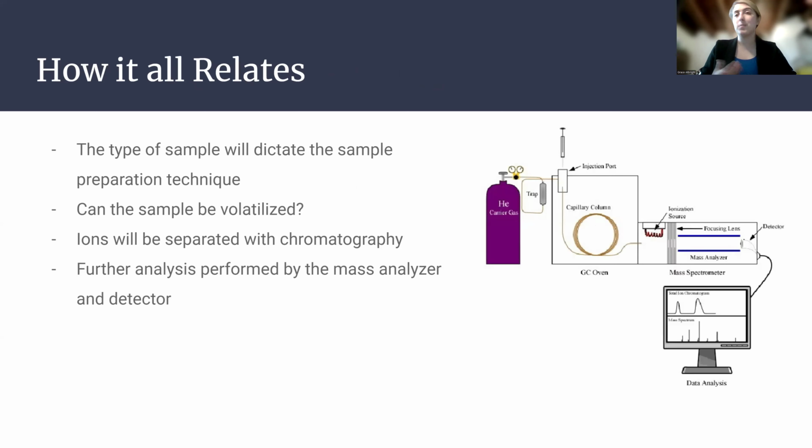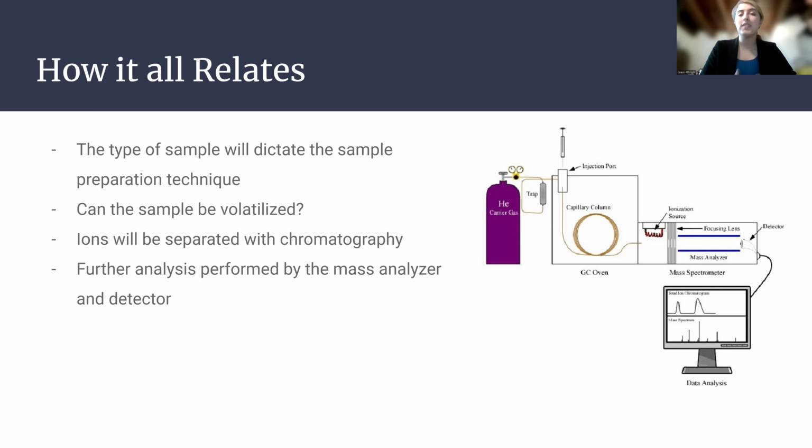Now, to summarize everything that we just talked about and how it all relates to each other, the type of sample that you encounter is going to dictate the type of sample preparation technique. It's going to determine whether or not you need to use an extra extraction technique or what type of component it needs to be dissolved in in order to prep it prior to running it through chromatography. One of the questions that can help with that is asking, can the sample be volatilized? Because if it can't, then you're going to be going with the LC or the HPLC techniques.